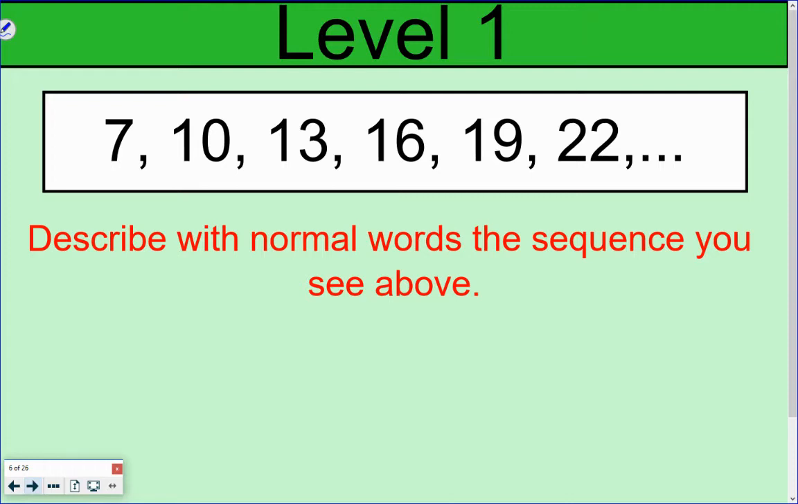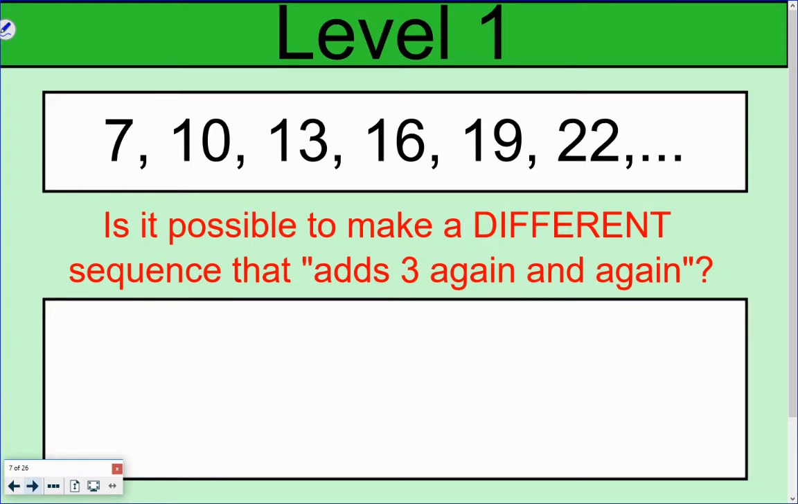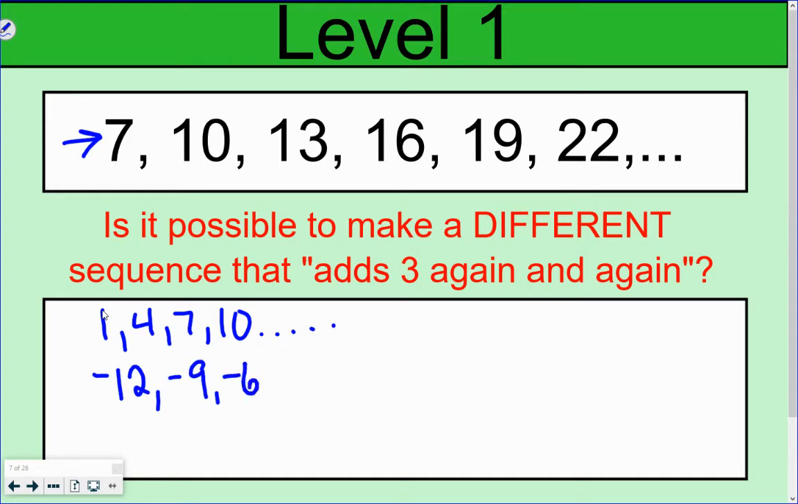So the first thing I want us to do is look at this and say, how would you describe the pattern? Now I'm guessing if I were to ask you to do this, you would say add 3, because that's what almost everybody does. Okay, so now I want you to tell me, can you think of another pattern that is also add 3? I could think of this one. 1, 4, 7, 10. That's one pattern. It's adding 3 every time, but it's not the same as the one I gave you. Another one would be -12, -9, -6. That's also adding 3.